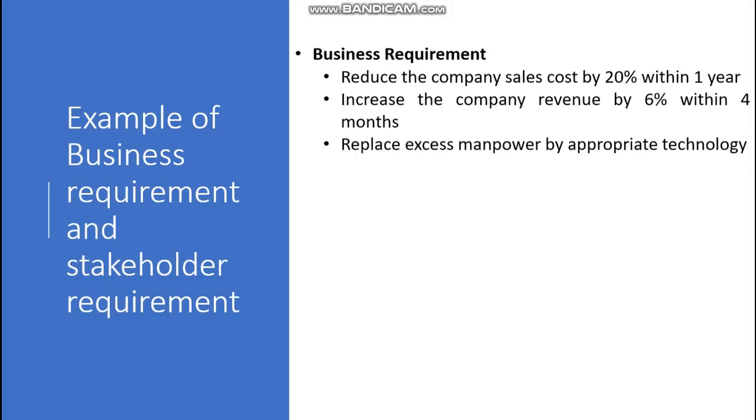Business requirement: reduce the company cost by 20% within a year. There is a goal, a reduction of cost. Increase the company revenue by 6%. It is an objective, it is a goal, so it is a business requirement. Replace excess manpower by appropriate technology. It is a need. So this kind of requirement is categorized as a business requirement.